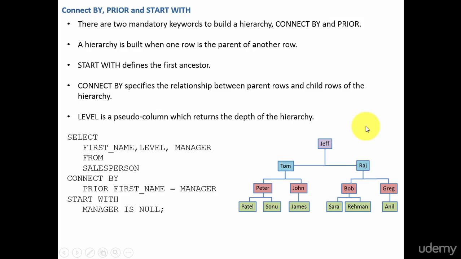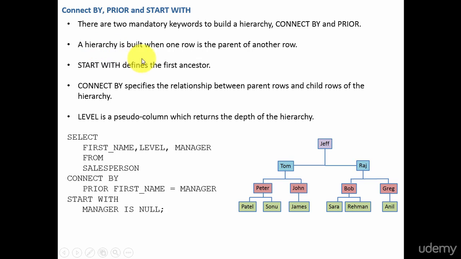In the previous session, we have learnt about hierarchical data. Now, let's understand how to query the hierarchical data. Whenever you are querying the hierarchical data, there are two mandatory keywords to use. They are CONNECT BY and PRIOR.